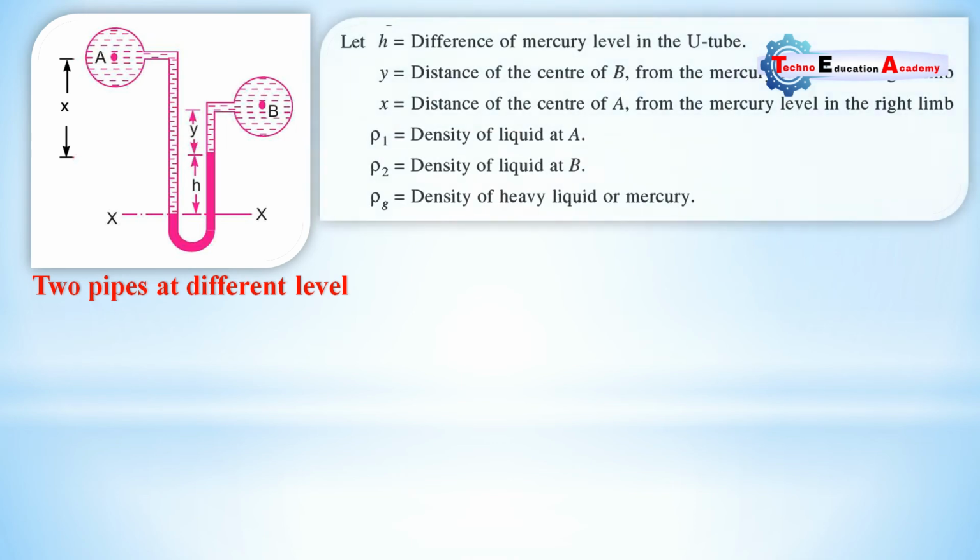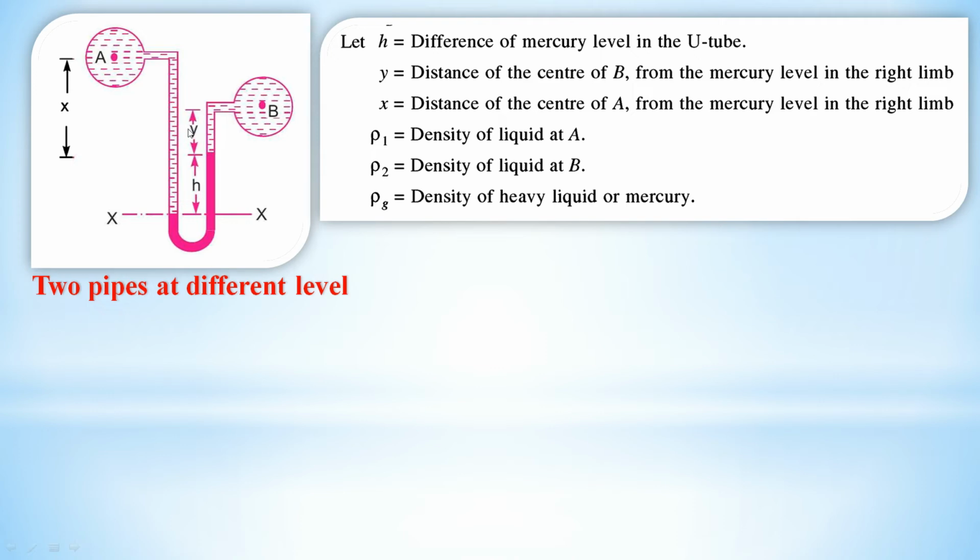The first case is two pipes at different level. For that, we consider h. It is the difference of mercury level in the U-tube. Here you can see that this is h. What is h? Difference of mercury level in the U-tube. This is the U-tube. Here we are considering XX, the datum line or reference line. So from the datum line, h is the difference of mercury level in the U-tube.